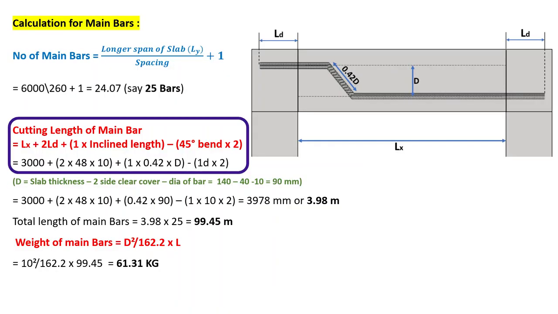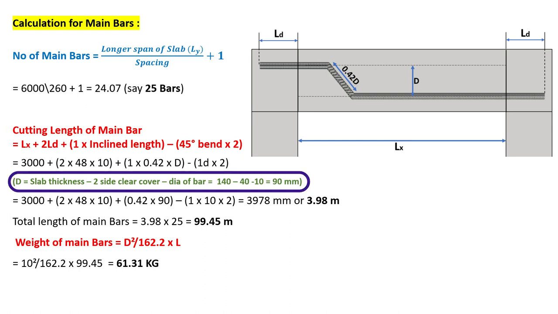The cutting length of main bars will be equal to shorter span plus twice development length plus 1 times crank length minus bend reduction. The shorter span of slab is given as 3000 mm. Development length is equal to 48 times D, where D is the dia of main bar, which is given as 10 mm. The crank length is equal to 0.42 D, where D will be equal to slab thickness minus twice clear cover minus dia bar. Slab thickness is 140 mm, clear cover is 20 mm, and dia bar is 10 mm. So D will be equal to 90 mm.